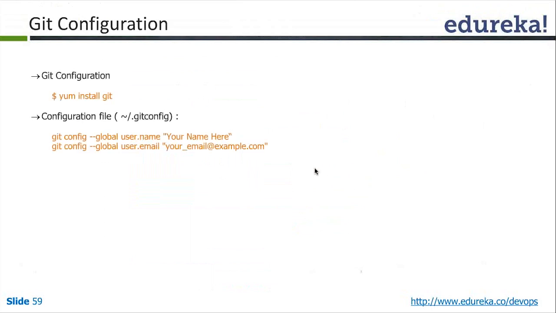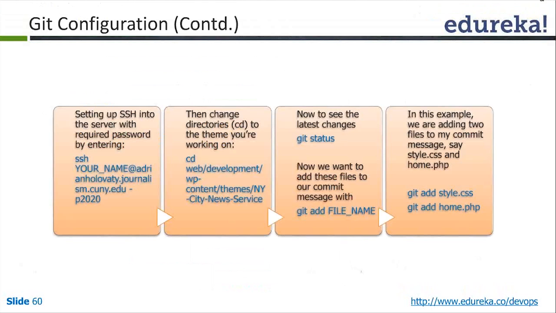Okay, so configuring Git, very simple. We will definitely be doing Git. So yum install git, and we have a configuration file, add your few configuration information, and then create a bit of a database, and then you're good to go. It is as simple as that.